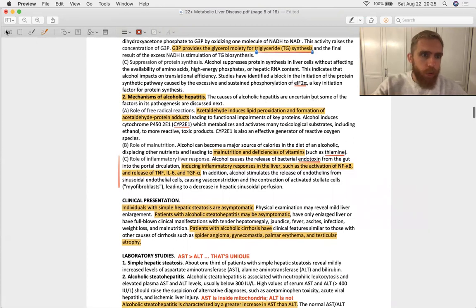How does protein synthesis get suppressed if they want to throw this at you? You're going to catch it like Randy Moss, and you're going to say EIF2 alpha, eukaryotic initiation factor 2 alpha. There we go.